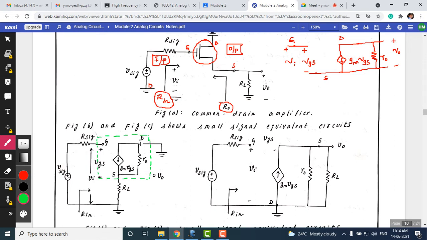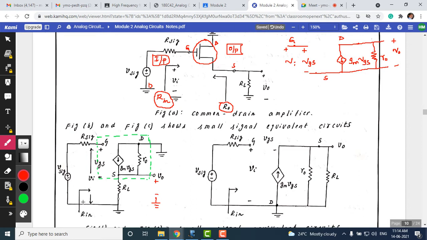Okay, and as you can see here, the drain is straight away grounded. The drain here in the equivalent circuit is also grounded. And here we have an RL between the source and the ground, where the output voltage is measured. So the output voltage is measured between the source and the ground, which is nothing but the drain, with positive here and negative here.